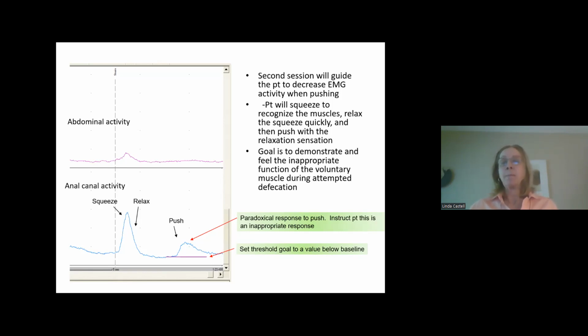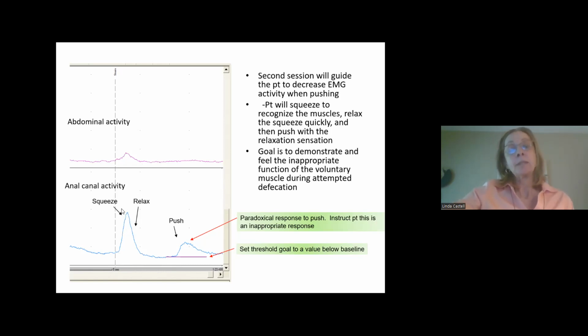So, we've shown our patients those diagrams about what the muscle should look like when they relax. And we're going to also show them what a normal tracing looks like. Show them a tracing that when they push, they should push from above. So we should see increased activity in the proximal channel, and then we should see a drop in activity on their anal canal. So show them what a normal should look like.